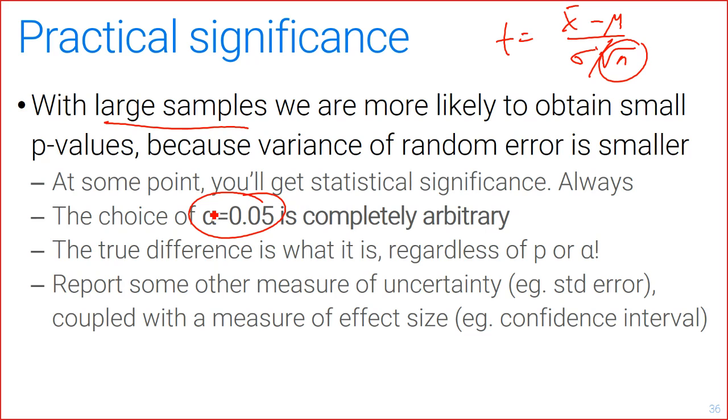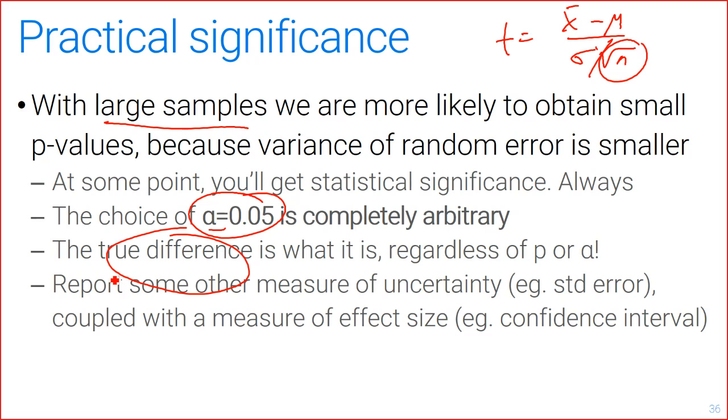But still, regardless of p, regardless of alpha, regardless of the sample size, regardless of all that, the true difference between the two groups, between A and C in this case, it is what it is. The true difference in the population is whatever it is. We have no control over it. It doesn't depend on p, it doesn't depend on alpha, it doesn't depend on n. It only affects our ability to detect such a difference.